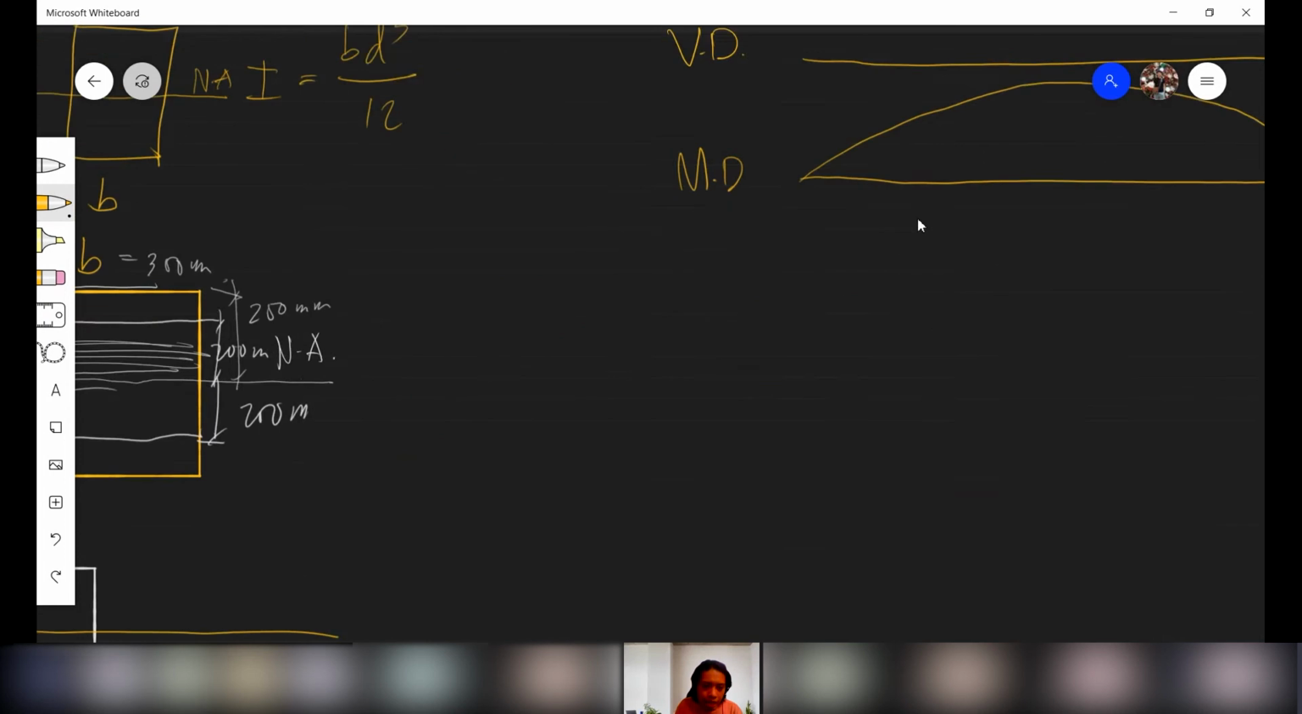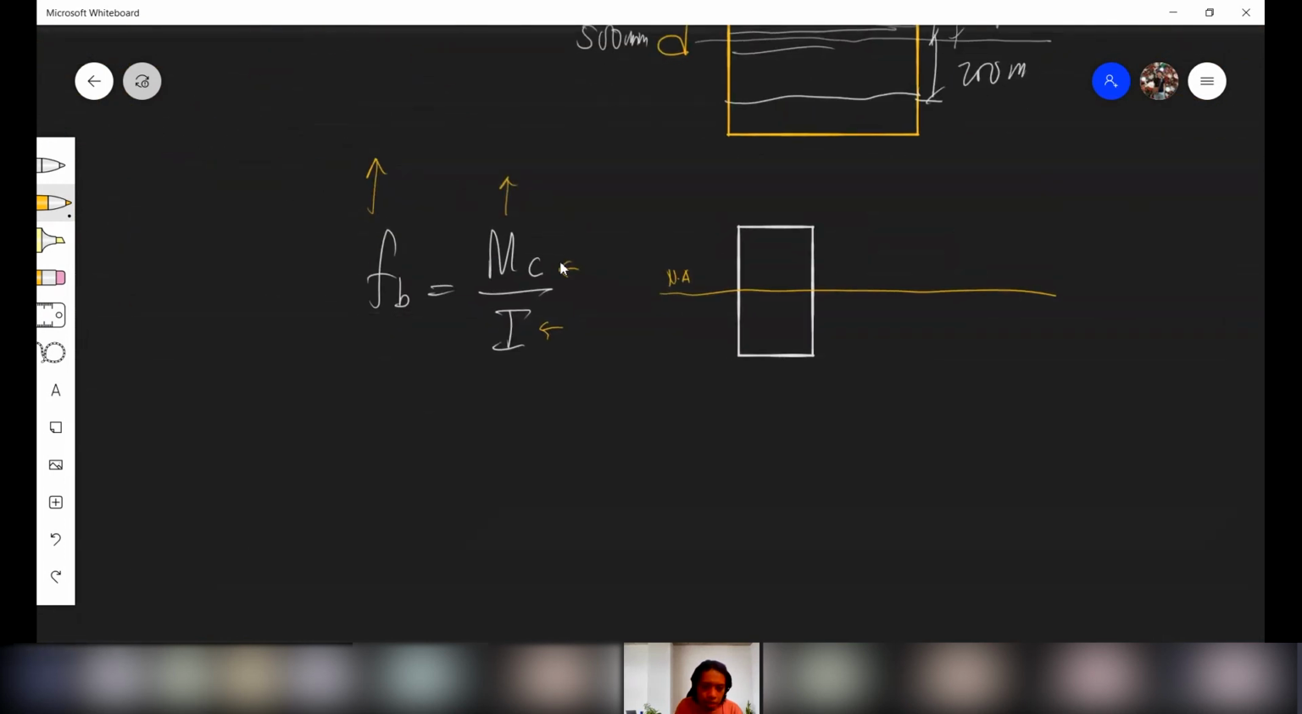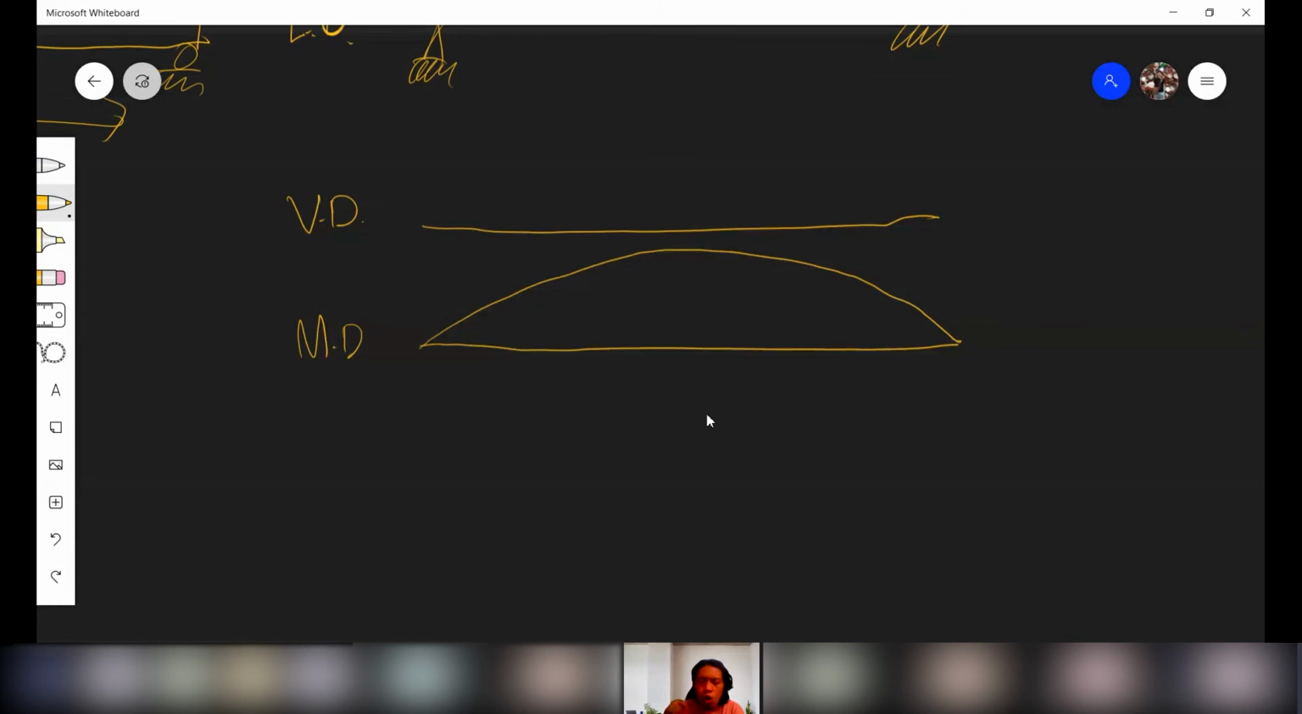Okay, take note. If c is constant, if I is constant, if M will go up, if the stress will go up. Meaning, usually, all the time, the stress is maximum at the section where the maximum moment occurs. Okay? The stress is maximum at the section where the maximum moment occurs.